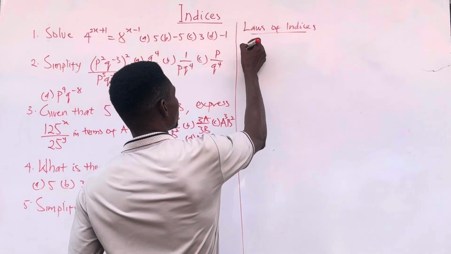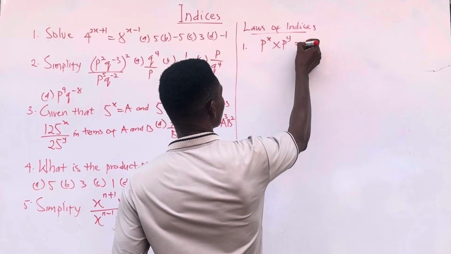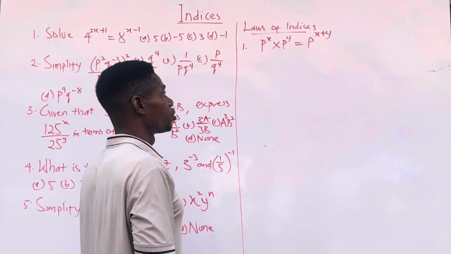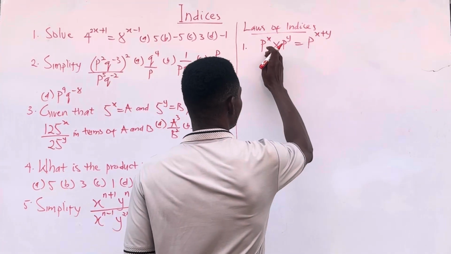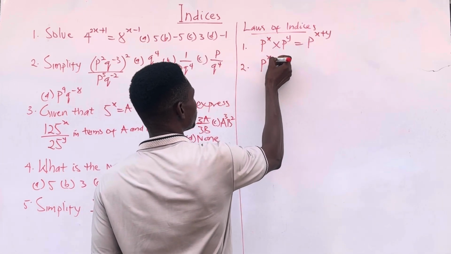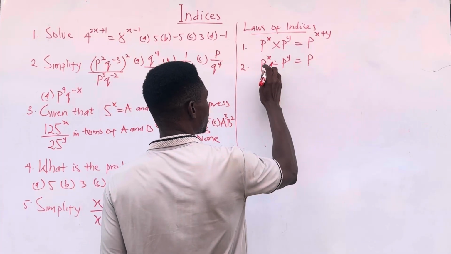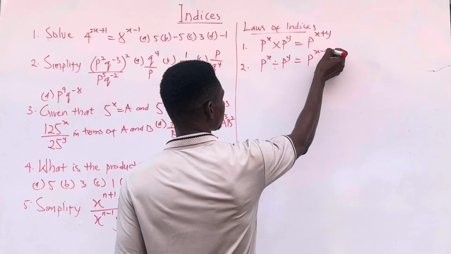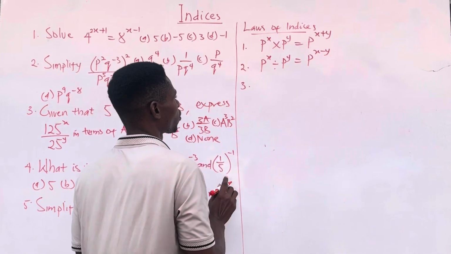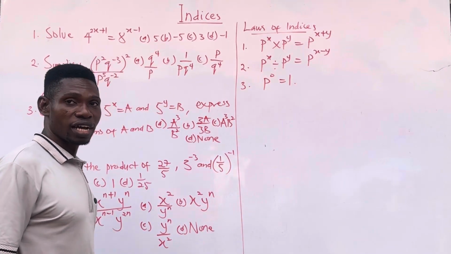So the first law says that if you have p raised to power x multiplied by p raised to power y, same number, you can choose p and add the powers. This one is called the product law. Same base, you can add the powers. The second one, if you are dividing, you subtract. Pick the same base, and subtract the powers. A number raised to power 0, the answer is 1.